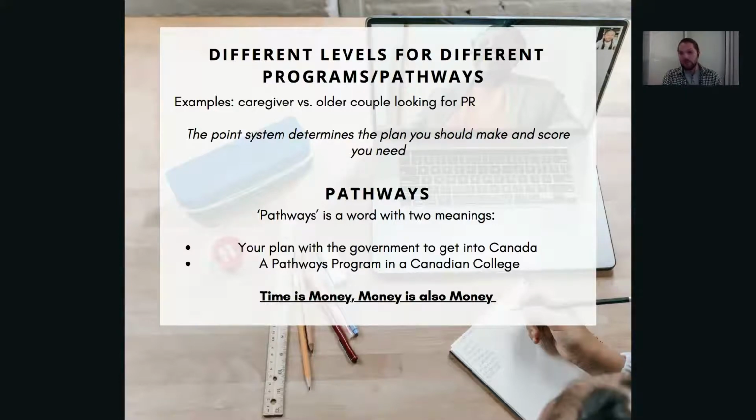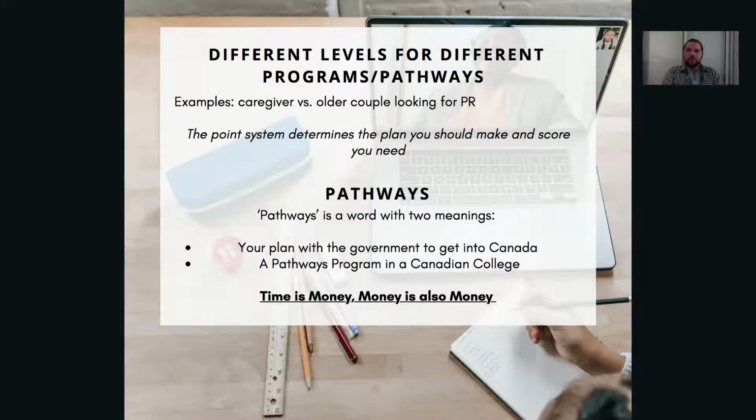How do you know if you have that ability? Talk to somebody who knows. Do a practice test. It's always a good idea to have a clear and accurate idea of what your score will be before you pay for the test. Save your money. Now for the other option, an older couple looking for PR.